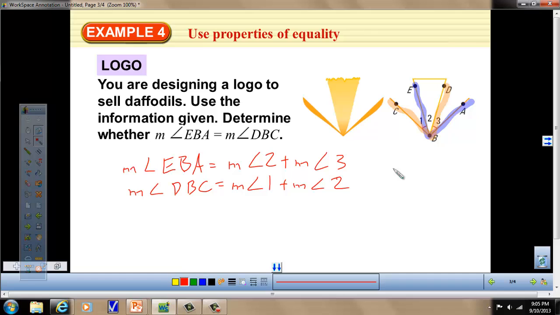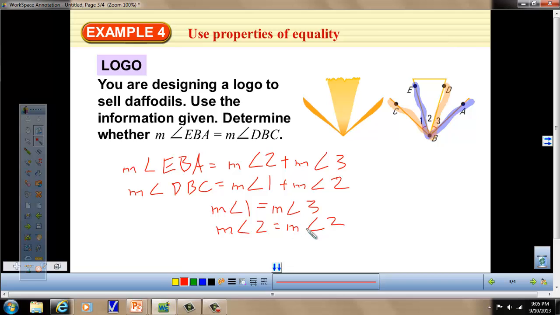Now, we know a couple of other things. It's given to us in the picture that the measure of angle 1 equals the measure of angle 3. And we can tell that because of these markings right here. We also know, even though this is obvious, that the measure of angle 2 is equal to the measure of angle 2. And this is one of the properties of equality that you learned in this section called the reflexive property.